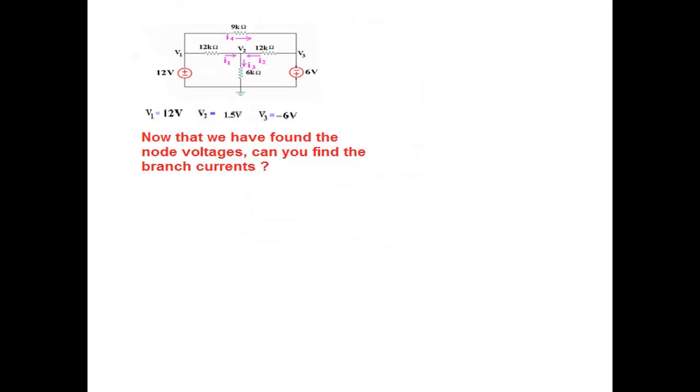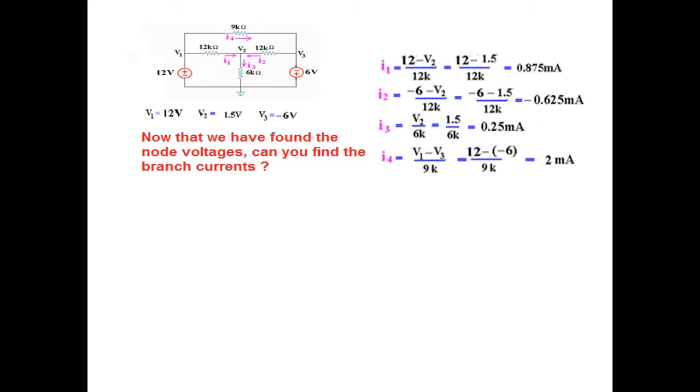Okay, now that we have found all the 3 voltages, how do we find the currents? Well, we already had written equations for the currents. These were the initial equations for the current. Now that we have found these voltages, we'll put in their values and calculate the currents. So these are the final values of the 4 currents.